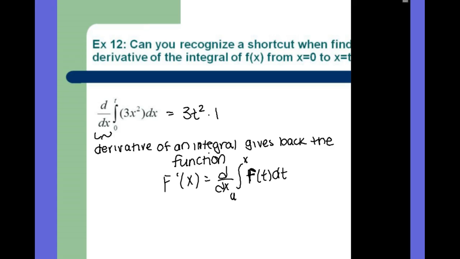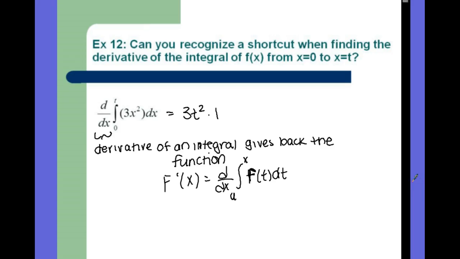Derivative of an integral gives back the function. So capital F prime of x equals d dx of the integral from a to x of f of t. If the bound is something other than x, you have to multiply by the derivative.